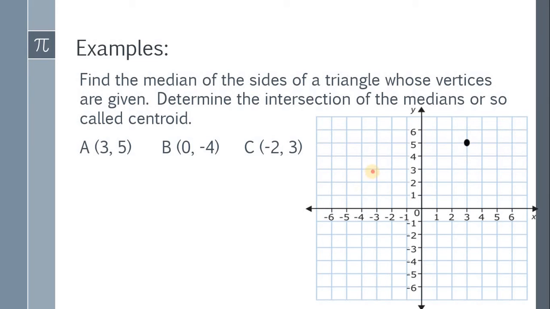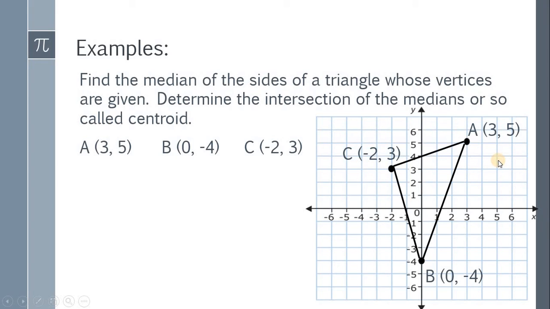Okay, so yung point A natin, ilagay natin dito yung 3, 5. Yung point B, along y-axis, 0, negative 4. And point C, sa second quadrant, negative 2, 3. Next, gawa tayo ng triangle, kagaya nung nasa ating example kanina. Next, ano yung goal natin? Hanapin natin yung midpoint ng AB.